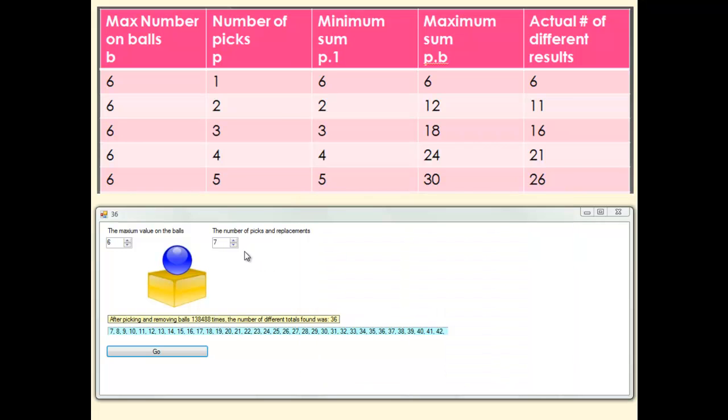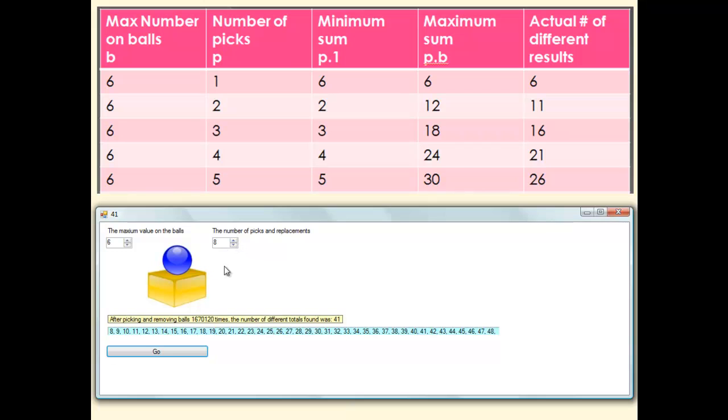What if the number of pigs was 8? You might like to pause and have a prediction. And there we have the answer. This time it is 41, and we can see the numbers are all from 8 to 48.